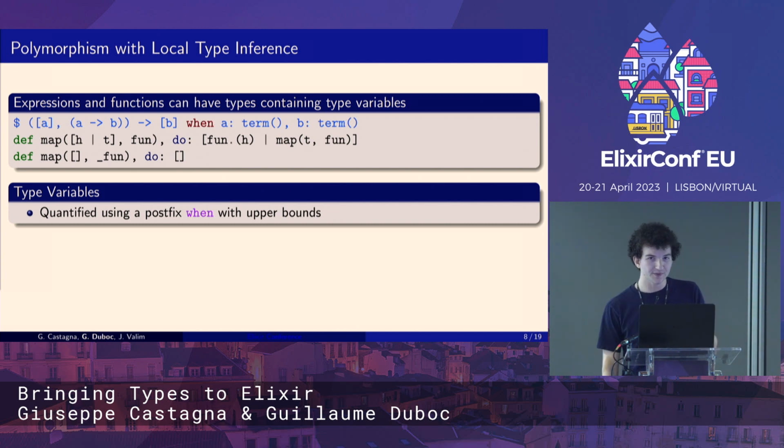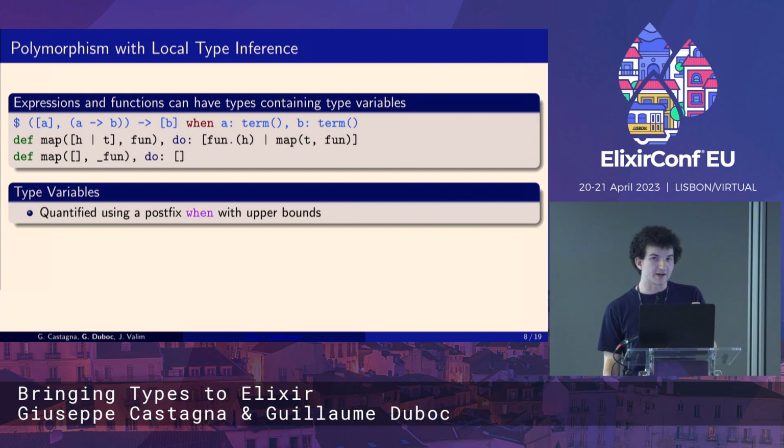So here, the leftmost type is the type of lists with elements of type A, and A here is a type variable. If we read this type together, it is a function type, which when you give it a list with A elements and a function from A elements to B elements, you get back a list of B elements. And the type variables are quantified after the type using this when syntax.